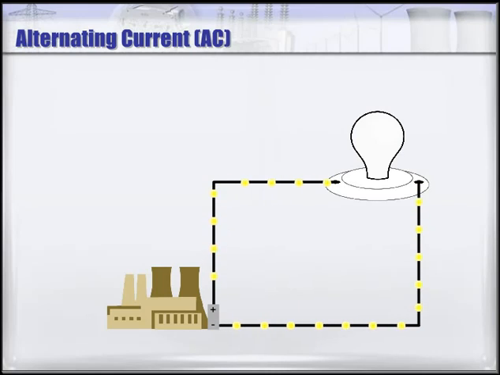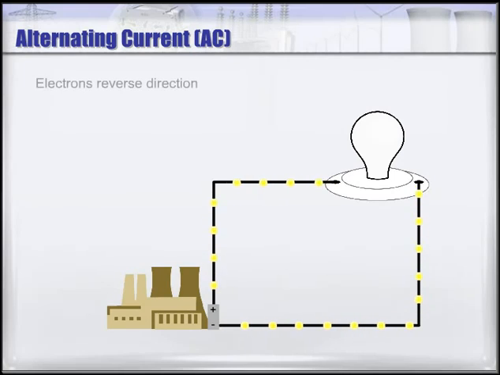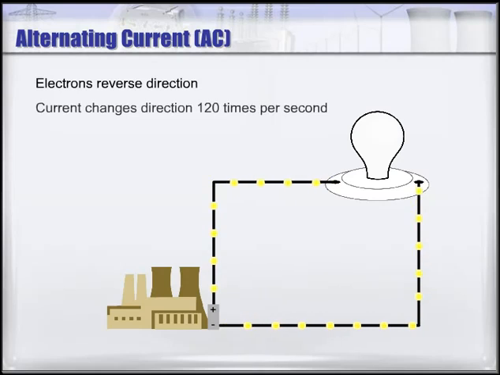The second type of electrical current is alternating current, or AC. In an alternating current system, the electrons periodically reverse direction of flow. The electrons flow through a material in one direction and then reverse their path and flow back in the other direction. This happens over and over again at a rapid rate. In fact, in US systems, the current changes direction 120 times per second.